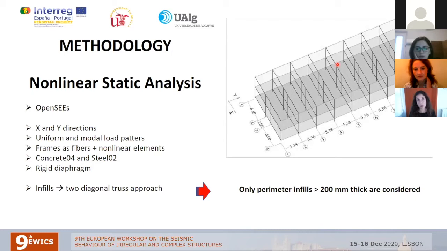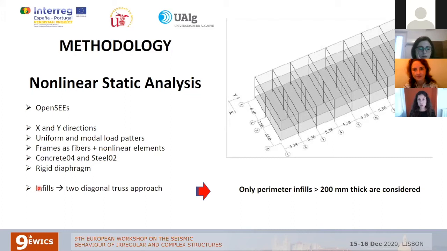I'm not going to go here through all the characteristics of the models because you can refer to the work done by my colleague, Maria Victoria, who is part of my team. And yeah, the use of OpenSees is the same. I'm going to stop a bit to reflect on the infills. We used, again, as she explained in her work, a two diagonal truss approach, a very simple one, node to node. And only, this is the important part, only perimeter infills bigger or thicker than 200 millimeters were included in the model. Why? Because those are the only ones that were considered contributing to the global resistance of the building.